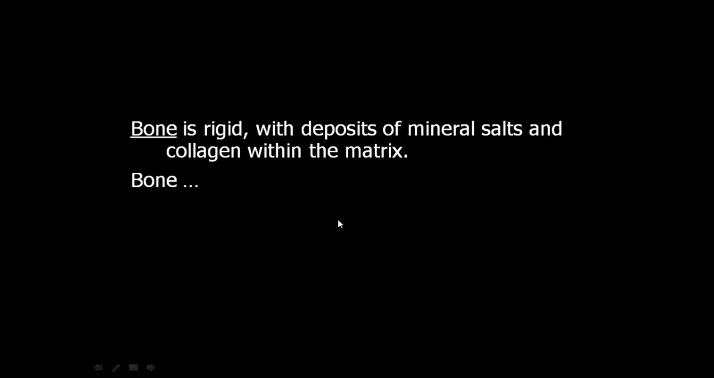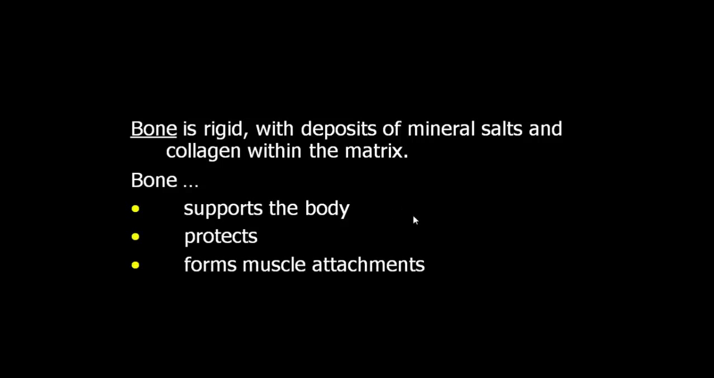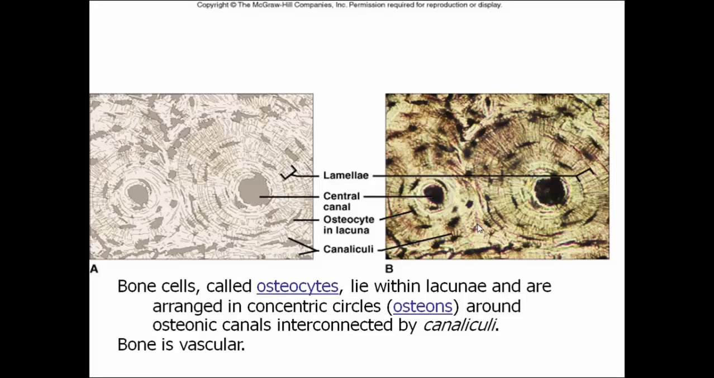Bone is connective tissue. It is composed of the mineral salt calcium phosphate and the protein collagen. Bones support the body. They protect. They form muscle attachments to provide movement. Bone is the site for blood cell formation. The bone cell is called the osteocyte. So whenever you see the term osteo, you have to think bone.